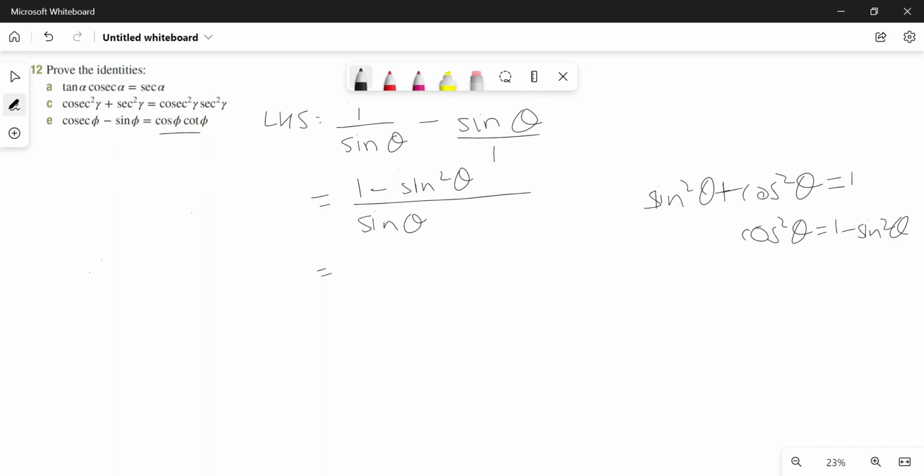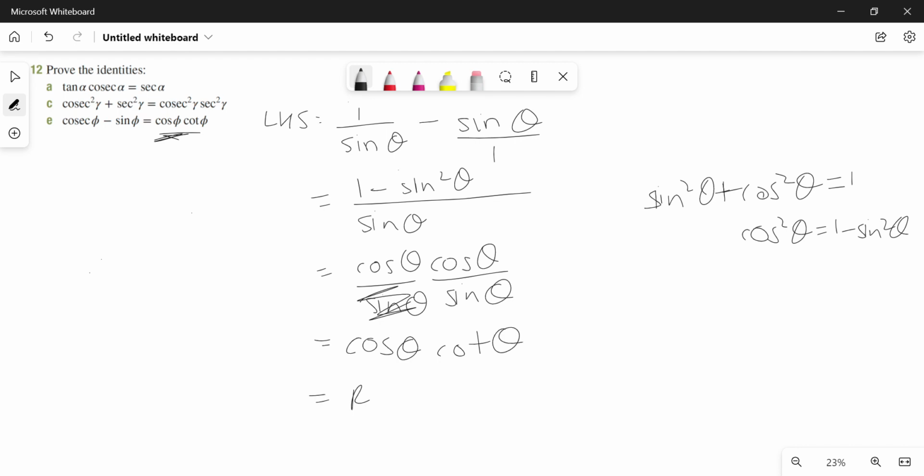So I'm going to put that in instead. And I'm going to write it like this, cos times cos. That's the same as cos squared. Okay, and we know that cos divided by, actually I should have written the sine under that one, not under that one, because we've got a cos first, and then we've got a cos on sine, which is a cot. Okay, so it gives us the same as the right hand side.